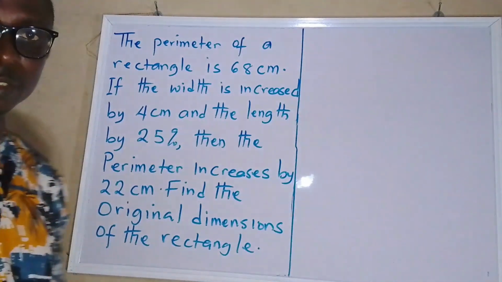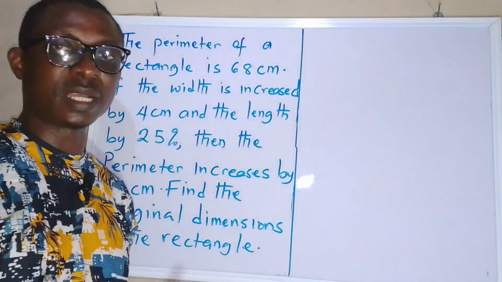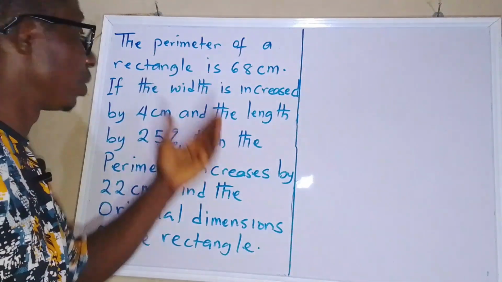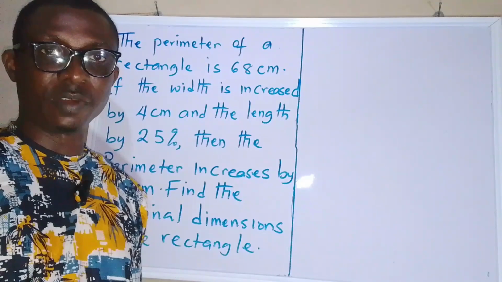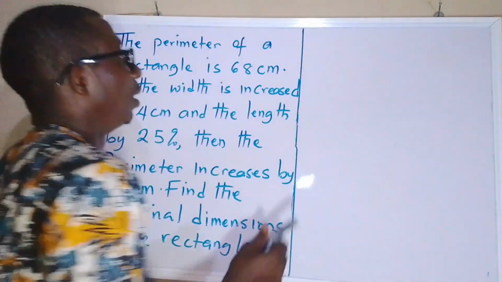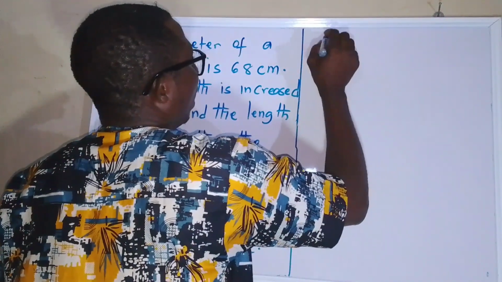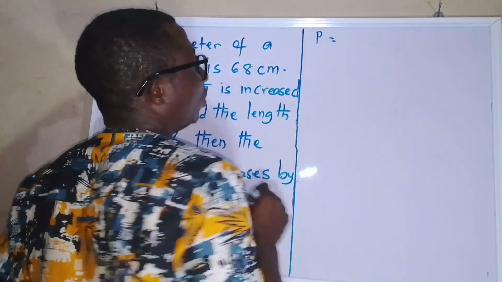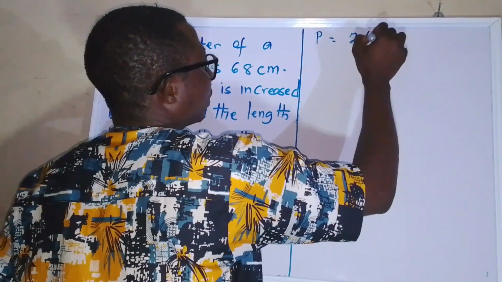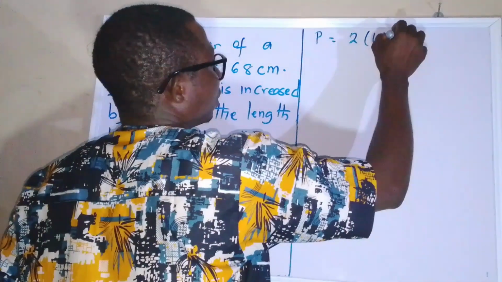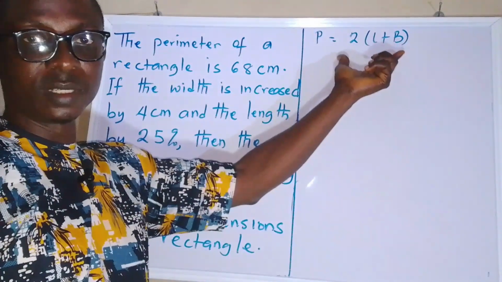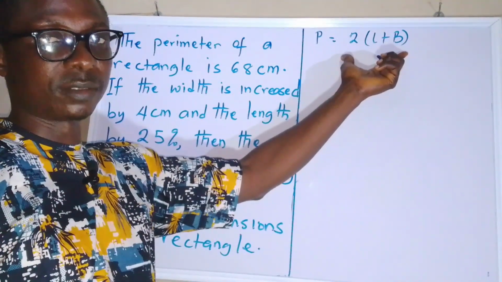Now the first thing is to know the formula for the perimeter of a rectangle. We must know it because this question is talking about the perimeter of a rectangle. Now we have perimeter of a rectangle equals 2 open brackets, the length plus the breadth. This is the formula for calculating the perimeter of a rectangle.